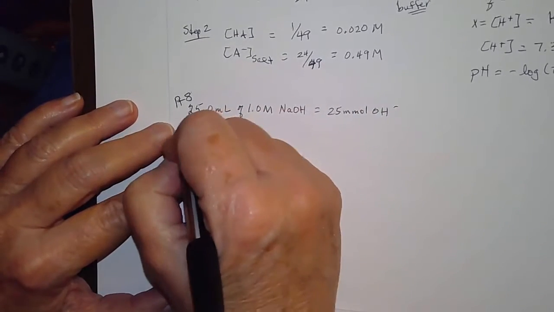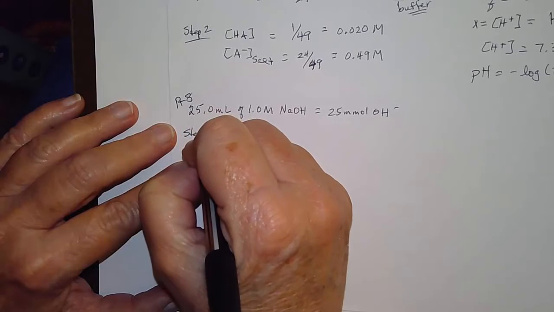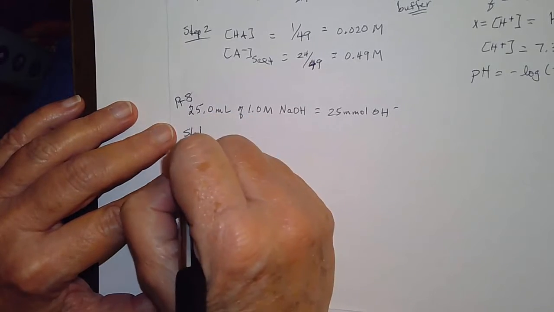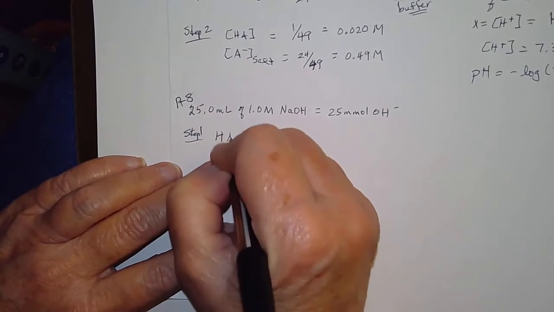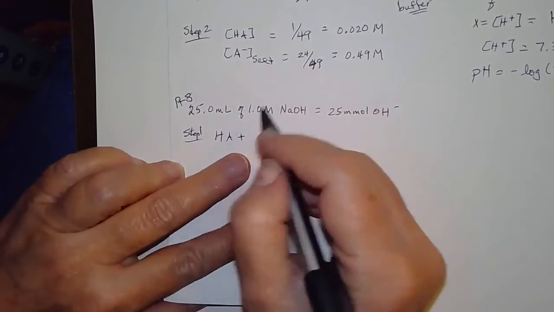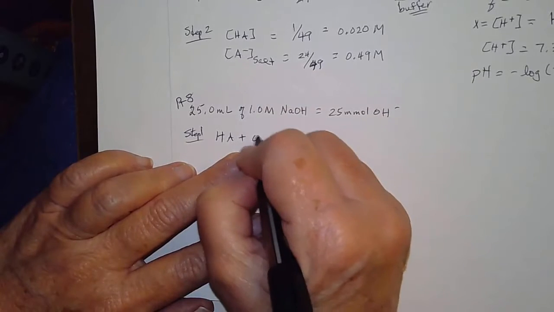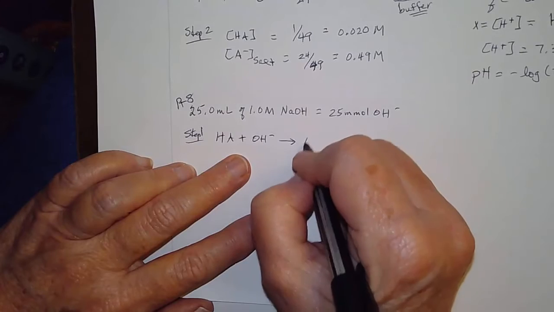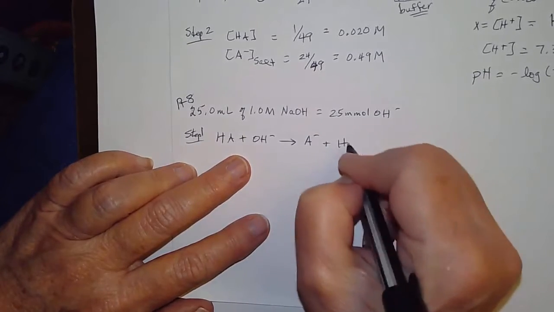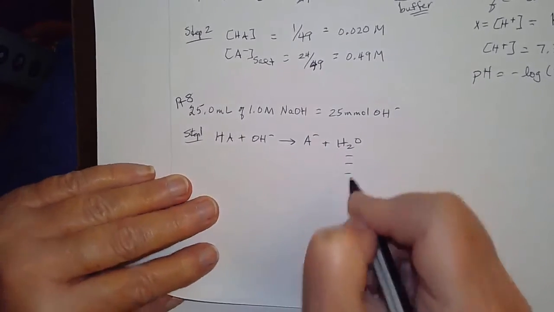So step one, I already know it's to let them react, so I'm just going to show it here. I'm going to quit writing that, let acid and base react. And I'm just going to show you that's what I'm doing by writing the chemical equation. I really don't care about water.